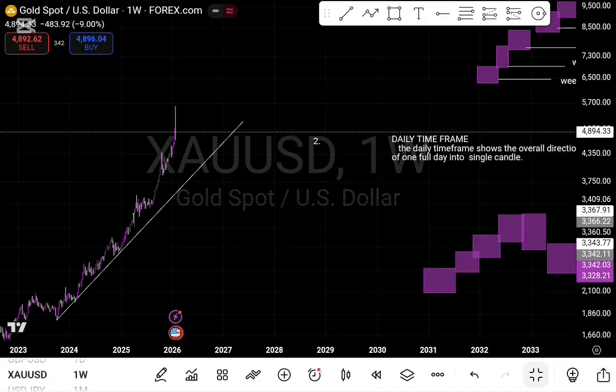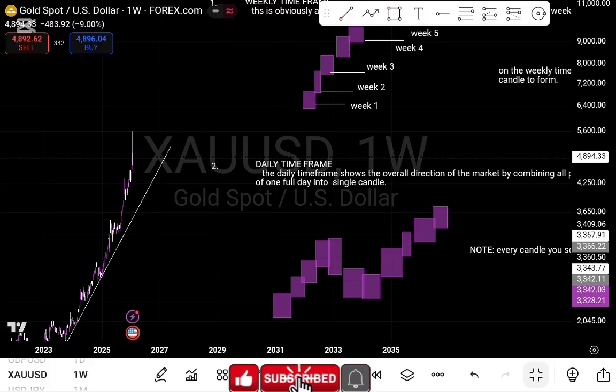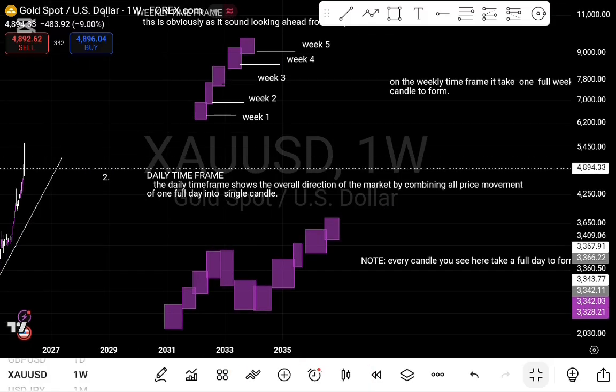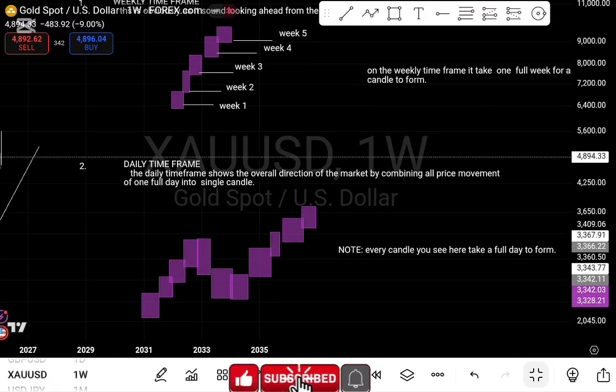So let's go down to our daily time frame. The daily time frame shows the overall direction of the market by combining all price movements on one full day into a single candle.